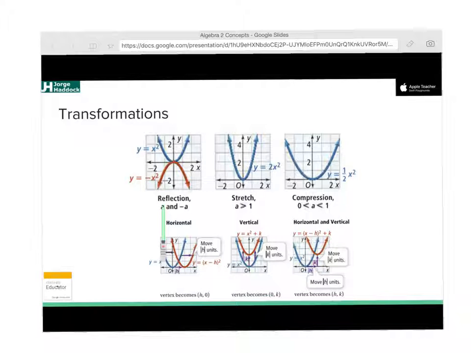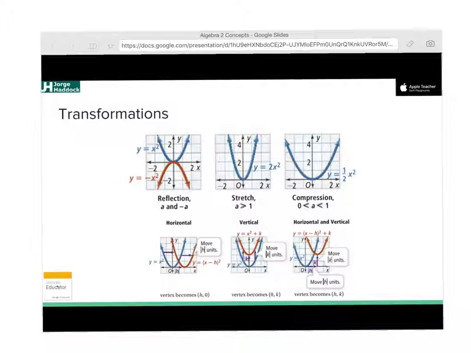The reflection is when the value of a, in the case of a parabola, is negative, so it's going to reflect down on the x-axis. Everything that is on top of the x-axis is exactly the same, but it's going to be up and down, at exactly the same distance.